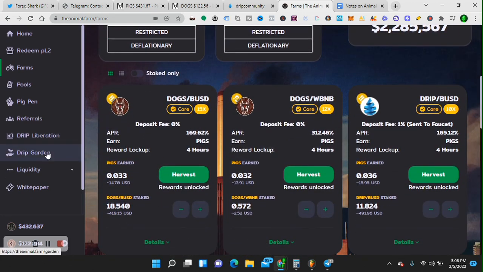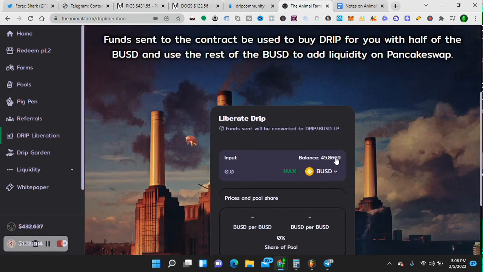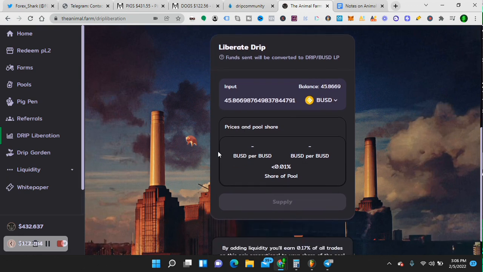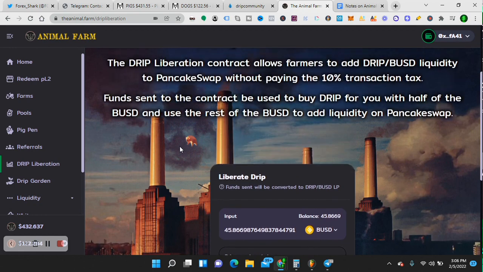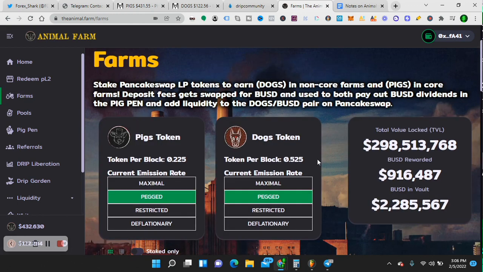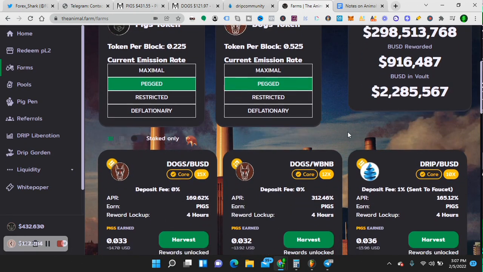Now there's also the Drip Garden, Drip Liberation. If you want to pair Drip and BUSD, you can simply go to Drip Liberation, right? And you could take your BUSD. You see, I got a little BUSD. I could do max, and it will split your BUSD and give you half Drip for it, and it will not charge you that 10% tax. And then you can take that and go over to the farms. Remember, farm is two cryptos paired together. Pools is single side assets.